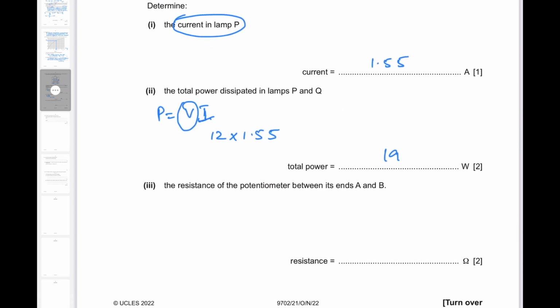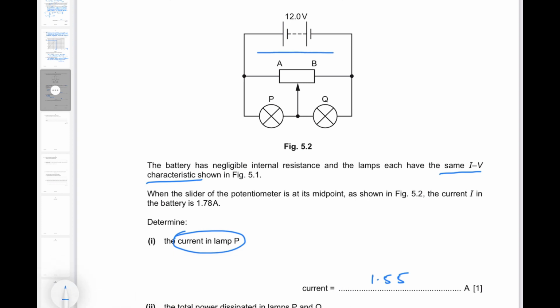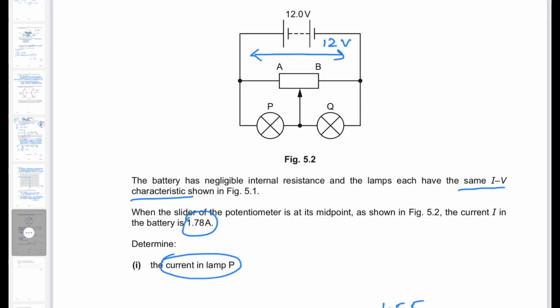Part 3. Calculate the resistance of the potentiometer between its ends A and B. Across A and B, the potential difference would be 12 volts. We are also given that the battery produces a current of 1.78 amperes. We initially found that 1.55 amperes will flow into the lower branch, which means to find the current through A and B, you would subtract 1.55 from the total current, and so this gives the value 0.23 amperes.